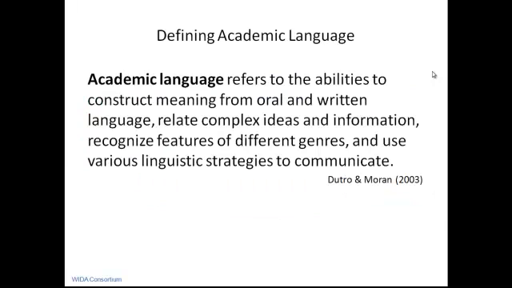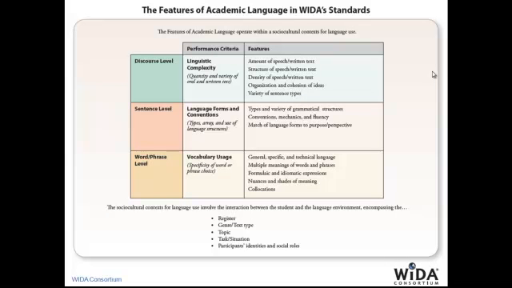The core of the ELD standards is development of academic language, which is defined clearly here. Academic language refers to the abilities to construct meaning from oral and written language, relate complex ideas and information, recognize features of different genres, and use various linguistic strategies to communicate. As we delve deeper into the framework, you will see how all the elements point back to supporting this core definition. This is page 7 of your 2012 amplification.